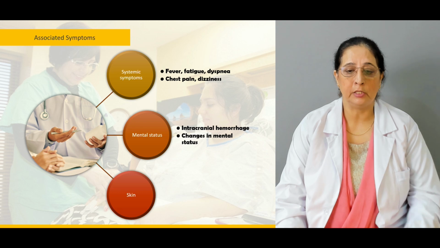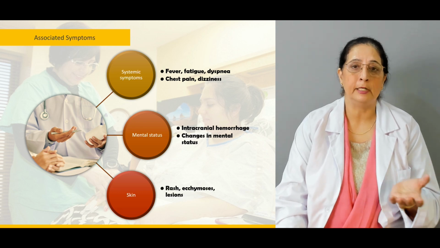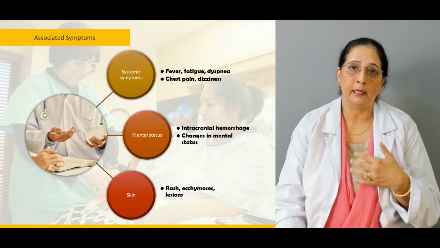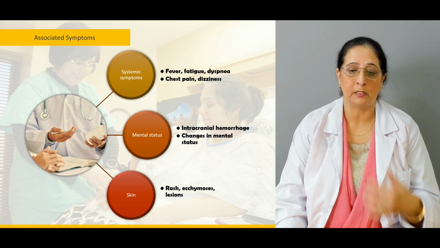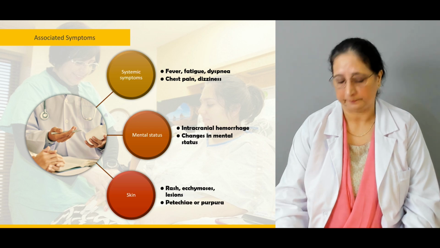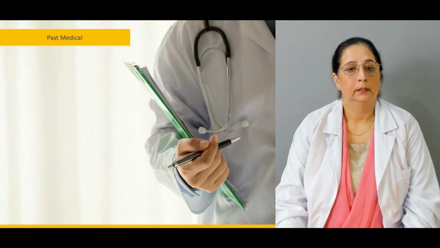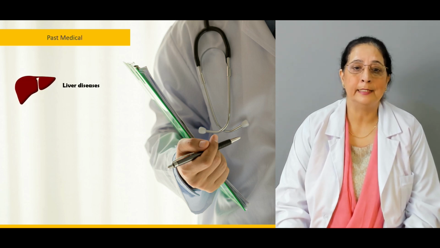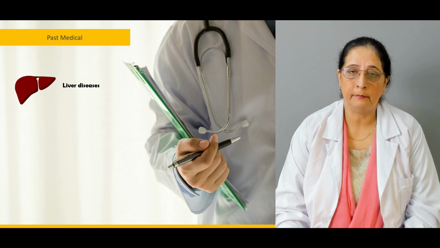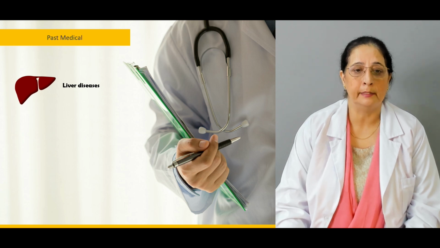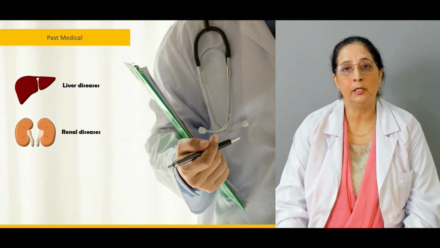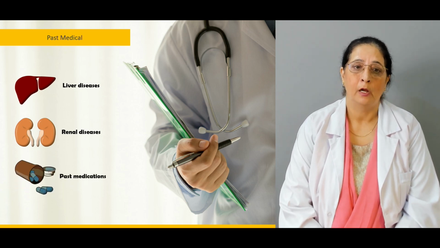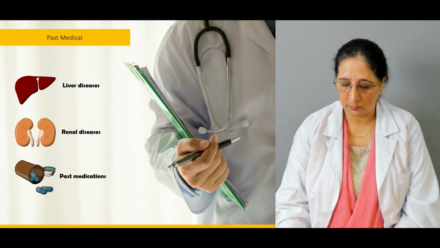What are the changes or symptoms in the skin? We already talked about them. There is purpura, petechiae, rash, ecchymosis present. Next, past medical history, liver diseases, important. We need to ask about the liver diseases, any renal diseases, and any past medications. All these are important to ask.